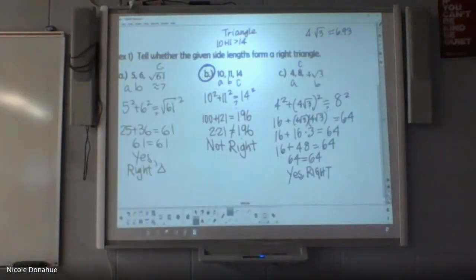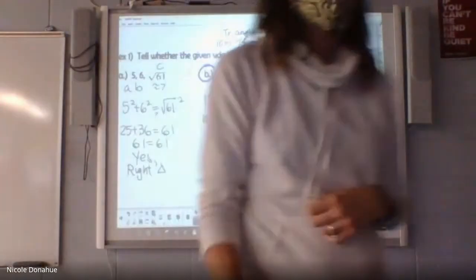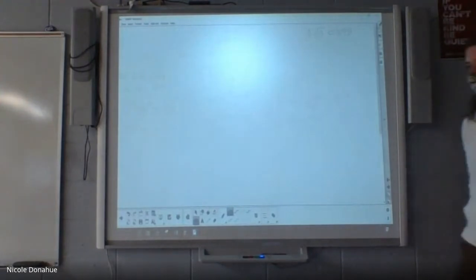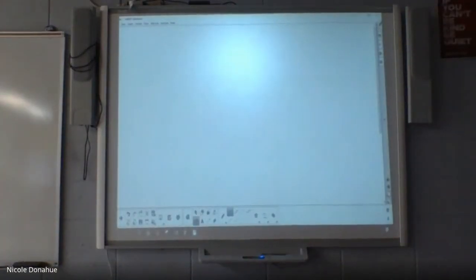All right, well actually, why don't we grab whiteboards? We'll do some practice with the Pythagorean theorem. So if the middle two rows want to grab one first. And then the last group wants to go.